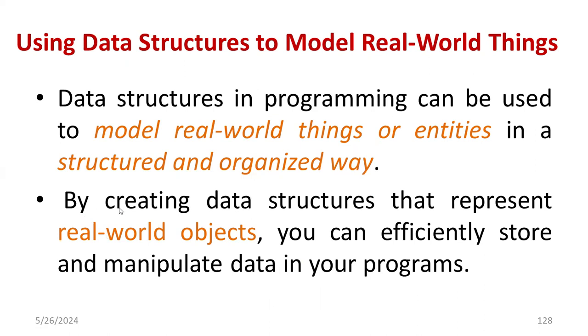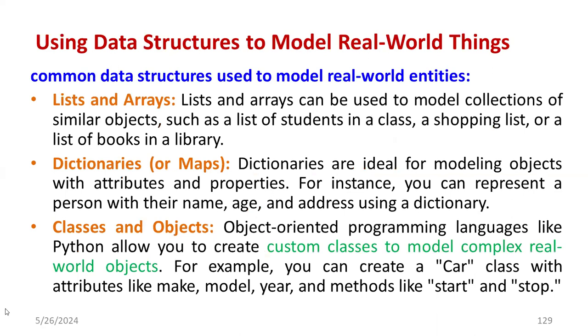Also, by creating data structures that represent real world objects, you can efficiently store and manipulate the data for your programs. As you can observe, there are various types of data structures which will be used to model real world things. What are they? You already studied the list. By using the list, you can easily collect a database like the names of students, a shopping list, or a list of books in a library. You can gather items irrespective of data type by using the list.